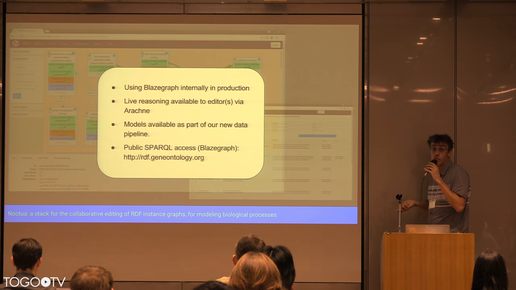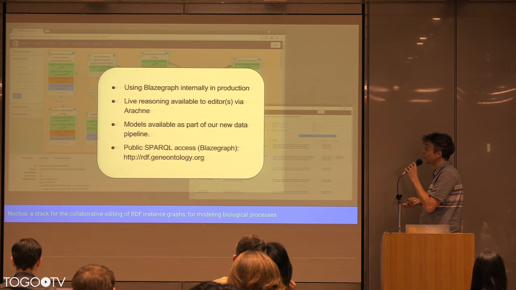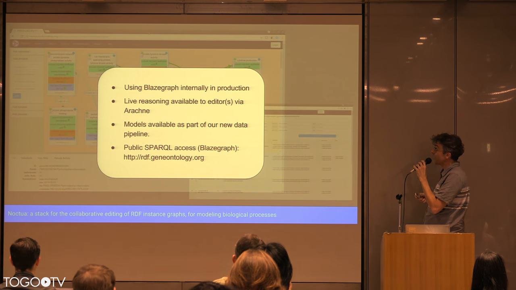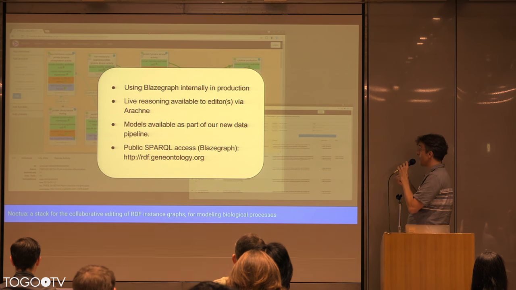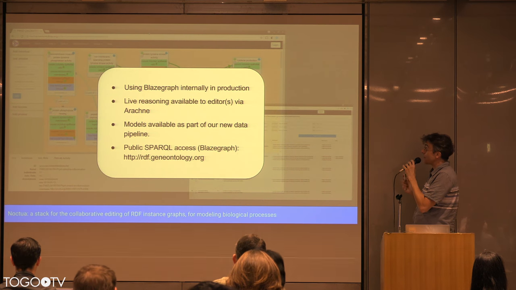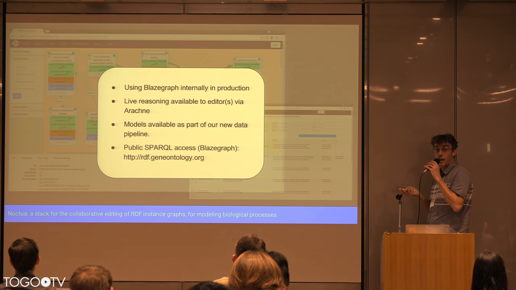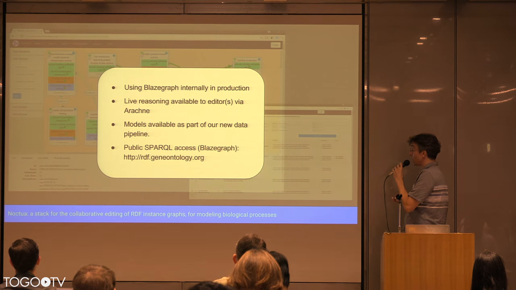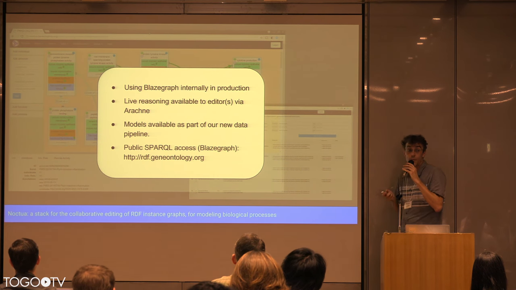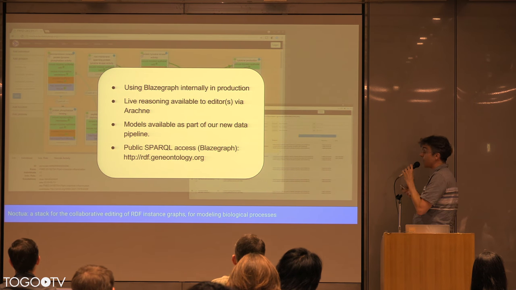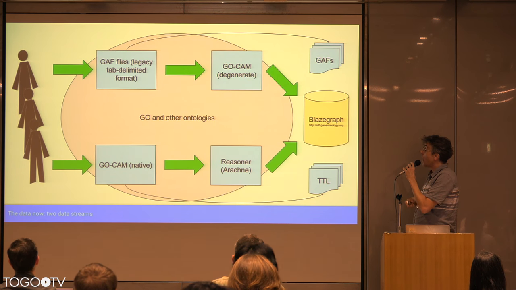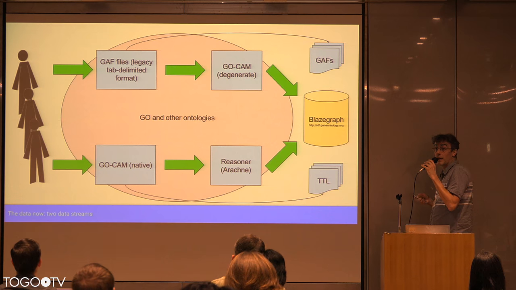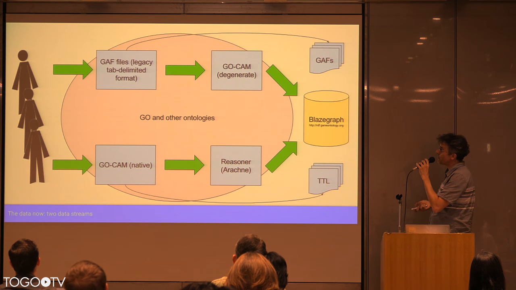Since the last BioHackathon, we've had a lot of changes within the Noctua world. We're now using Blazegraph internally in production. We have a live reasoner recently available to editors via Arachne, so maybe I can mention that in a moment. Our models are now available as part of our new data pipeline, so all of these rich models are available to everyone. And we also now have a public SPARQL endpoint via Blazegraph for all of this new information that we're producing.